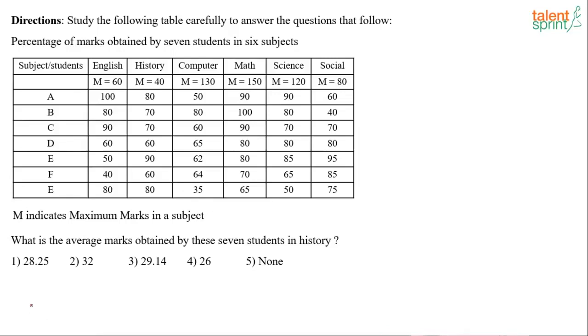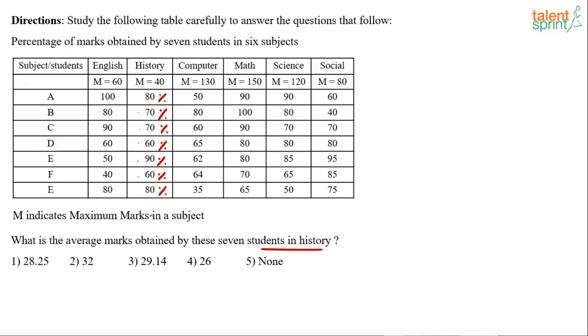Look at this now. What is the average marks obtained by these 7 students in History? Now, let me tell you one thing. To find out the average marks of History, you don't have to actually calculate the individual marks first and then take the average. Instead, take the average percentage first. See, finding out 80% of 40, 70% of 40, 70% of 40, 60% of 40, 90% of 40, and so on, it's easy, actually. 80% of 40 is 32, 28, 28, 24, 36, 24, 32. It's there. And then you can take the average.